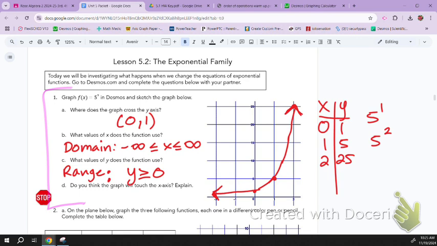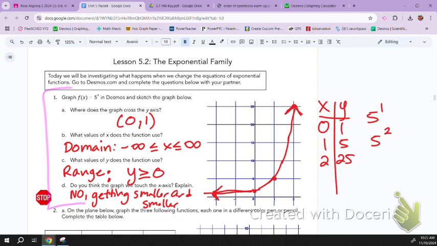I thought it was 1. Why is it 1? Because it's like that 1 on the y-axis. Oh, but check out this part of the graph. It's going to keep getting infinitely smaller, but that's our next question. Do you think the graph will touch the x-axis? No. It's getting smaller and smaller, but it won't touch the x-axis.